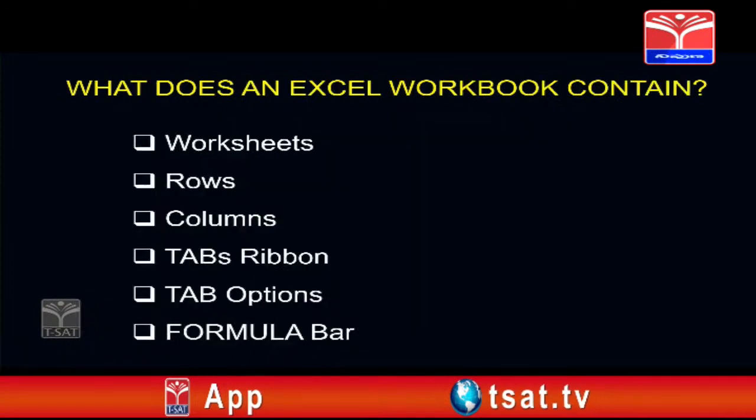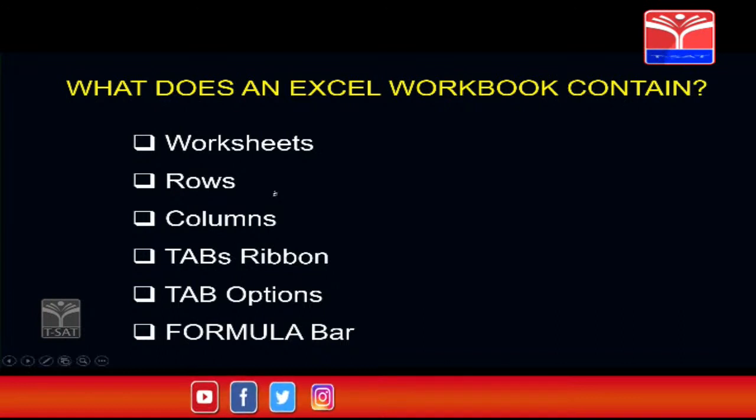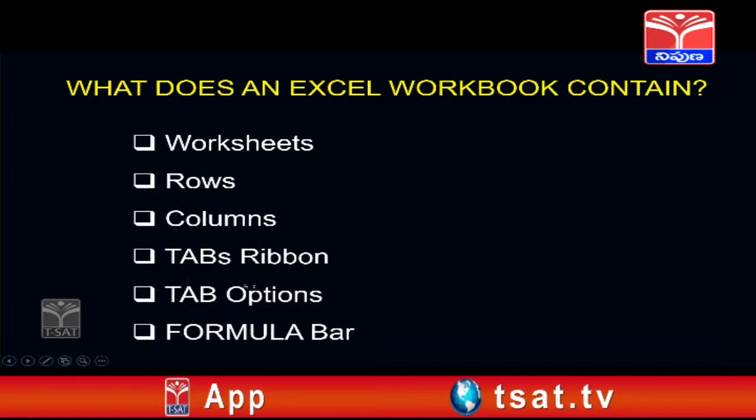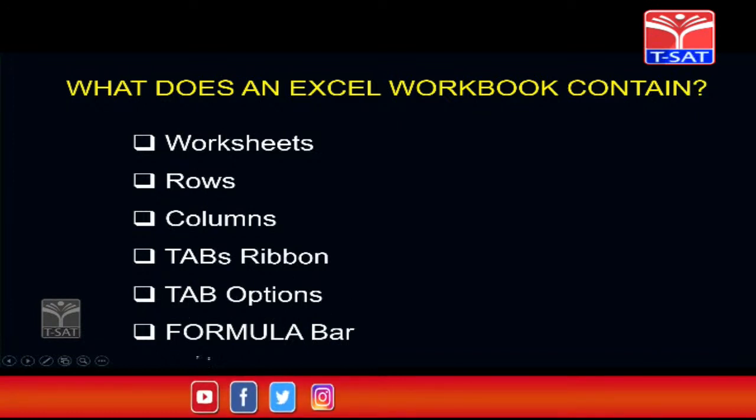So what does an Excel workbook actually contain? An Excel workbook comprises worksheets, rows, columns, tabs ribbon, tab options and a formula bar.